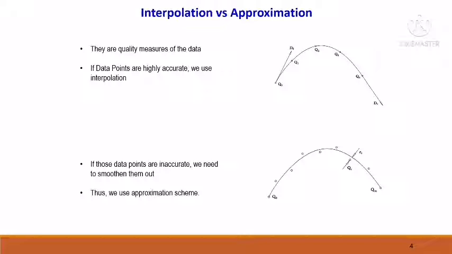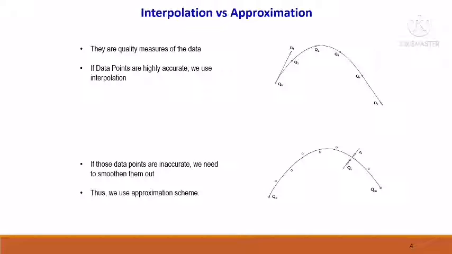Today our team is going to present about global and local interpolation. So what is interpolation? Interpolation is a sort of estimation in the mathematical field of numerical analysis. It is a way of creating current data points based on the range of a discrete set of known data points. Basically, interpolation is a quality measure of the data. If data points are highly accurate, then we use interpolation.